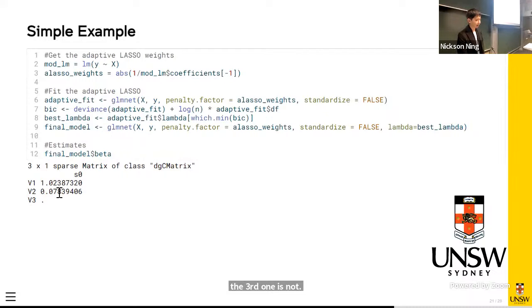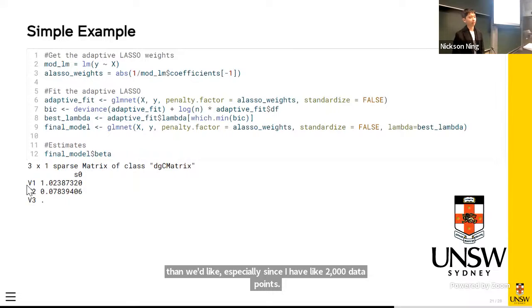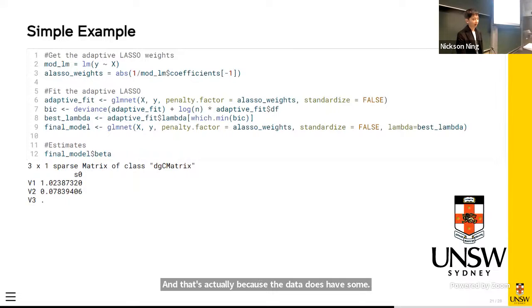However, you can see that the point estimate for the second covariate slope is 0.078, which is a little bit smaller than we'd like, especially since I have 2,000 data points. That's because the adaptive lasso does have some finite sample bias, but also because sometimes the algorithm in R doesn't end up getting your actual optimum value of lambda. It often stops a little bit before that.